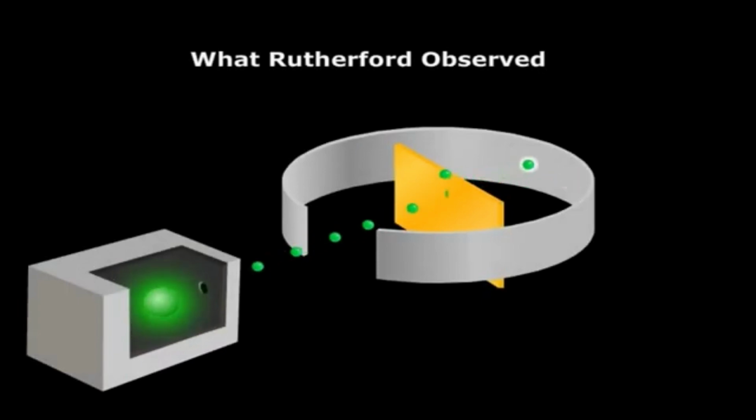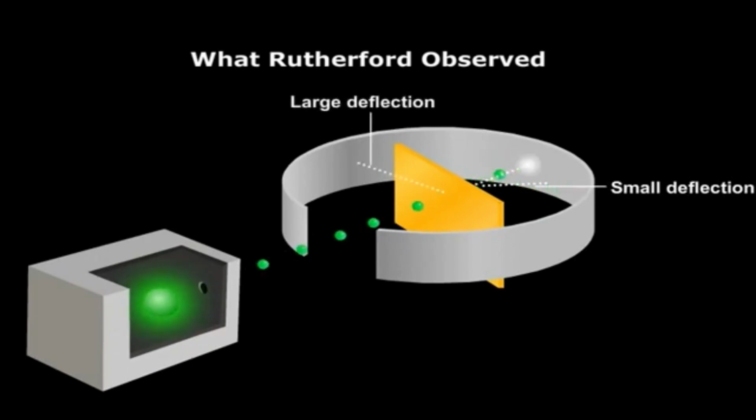From his experiment, he made the following observations. First, most of the fast-moving alpha particles passed straight through the gold foil. Second, some alpha particles were deflected through the foil by small angles. And the third point, some alpha particles were deflected by large angles. In rare cases, an alpha particle got deflected by an angle of 180 degrees.